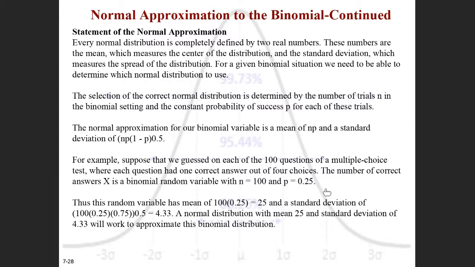Thus, the random variable has a mean of 100 times 0.25 equals 25, and a standard deviation of the square root of 100 times 0.25 times 0.75, plus 0.5, which equals 4.33. So a normal distribution with mean 25 and a standard deviation of 4.33 will work to approximate this binomial distribution. Remember, you're adding the 0.5 to get it close enough to the binomial distribution.